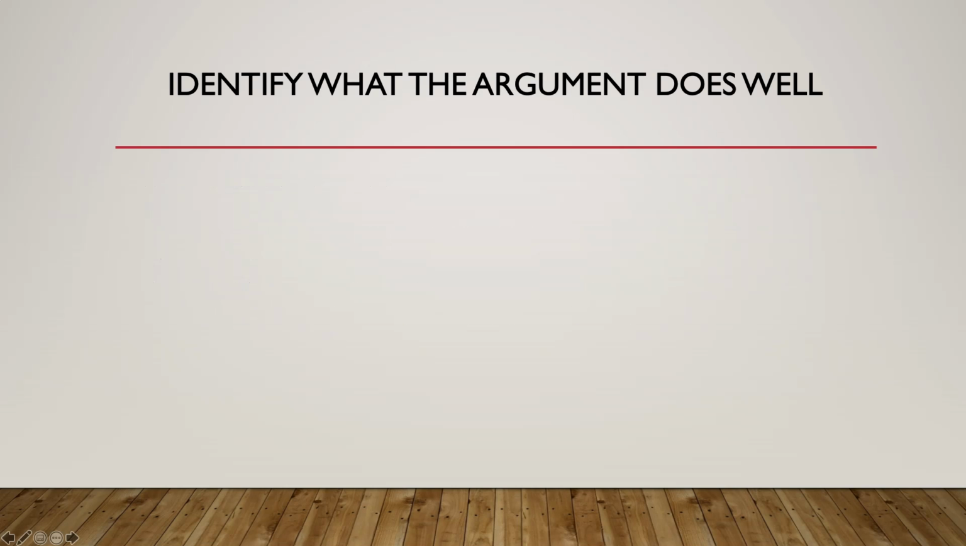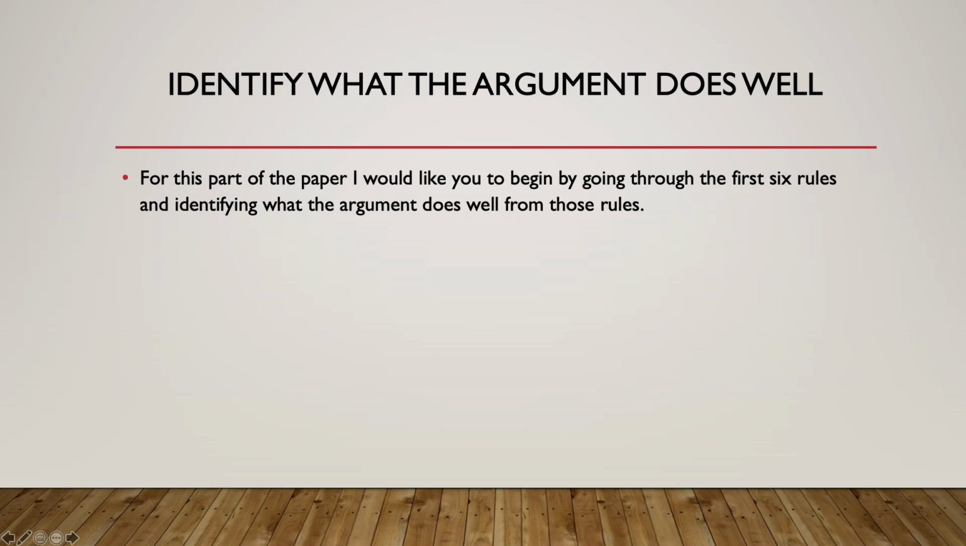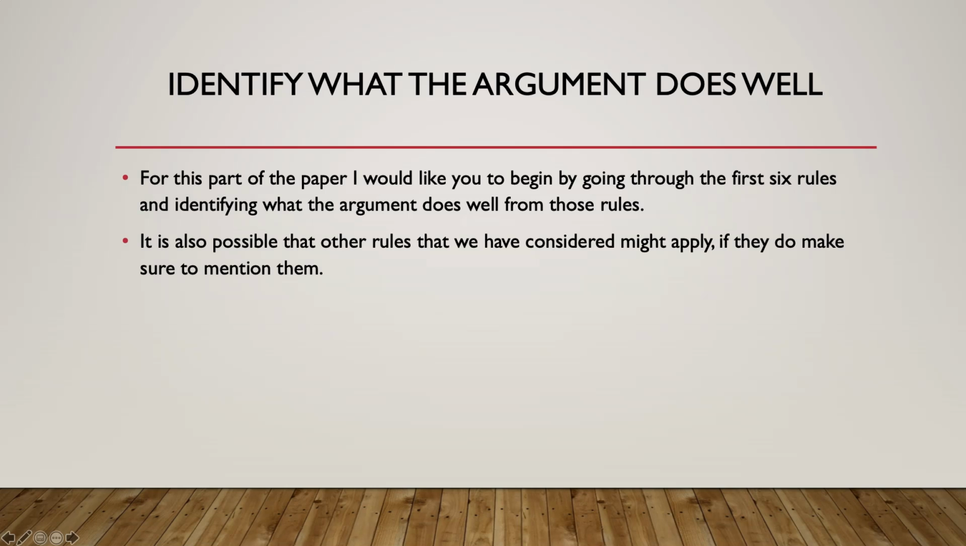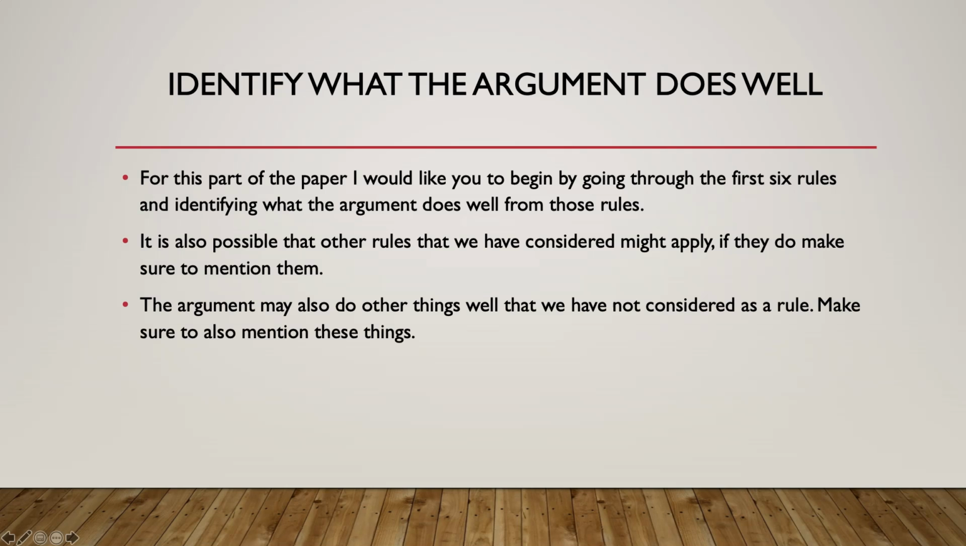All right. Next, identifying what the argument does well. So for this part of the paper, I'd like you to begin by going through the first 6 rules and identifying what the argument does well from those 6 rules. It's also possible that other rules that we've considered might apply, and if they do, make sure to mention them. The argument may also do other things well that we haven't considered in class. It's also important to mention these things.